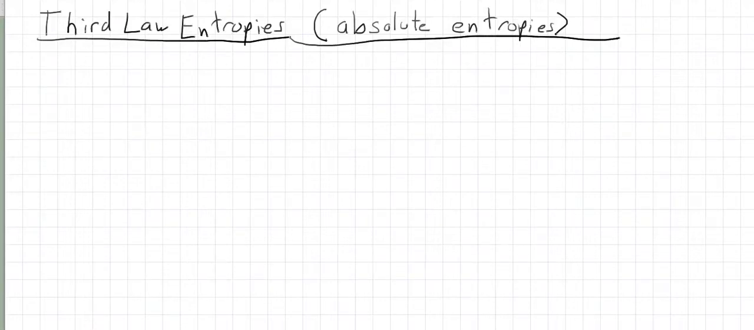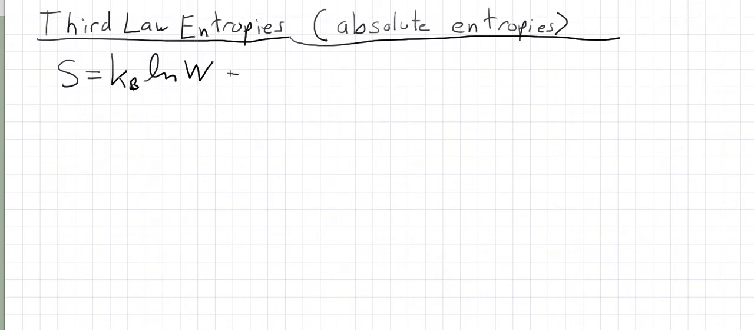So what are absolute or third law entropies? Well, entropy is fundamentally different from energy in that we have a way to fix its value, and not just look at changes in entropy, but actual absolute values for entropy. And that goes back to Boltzmann's equation, the statistical equation for entropy.